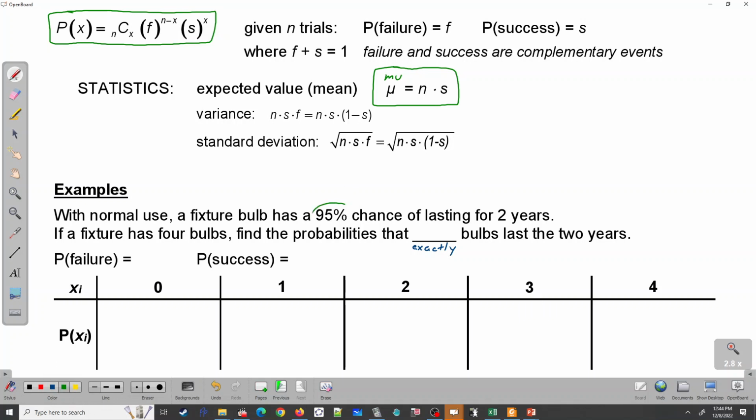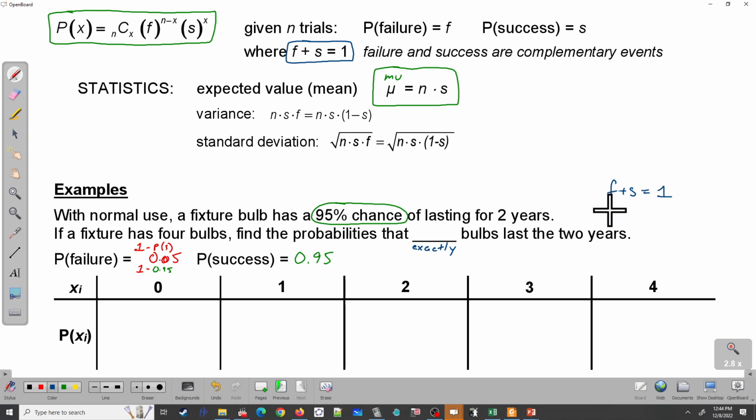This number represents the 95% chance of lasting. Well, to me, that's a success. So I'm going to call that 0.95, which means failure, which is a complementary event, is 1 minus the probability of success, or in this case, 1 minus 0.95, or we'll just simply call it 0.05. Okay. What I'm going to do is take this very important piece of information right here, f plus s equals 1. I know that that means I'm exhausting the whole sample space.